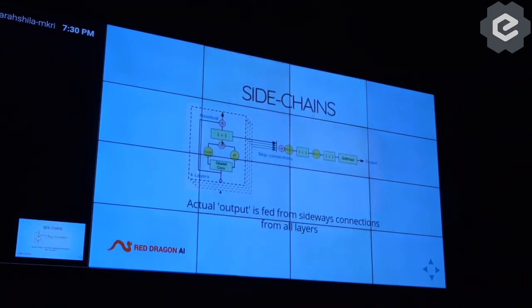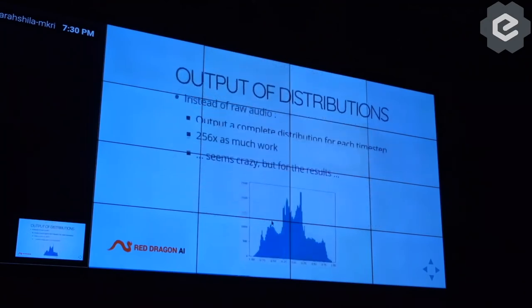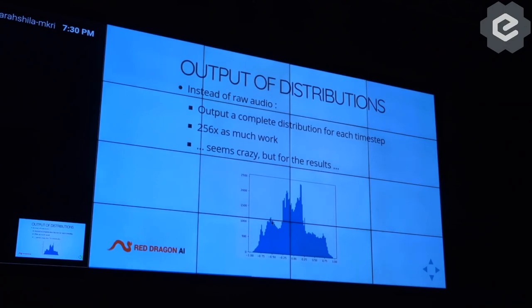The other thing which they do is they have these side chains. Each of these individual circles also feeds into a chain of essentially one-dimensional, one-by-one convolutional layers, in order to get to a softmax, which is the output. So the output is fed kind of sideways. You've got this vertical breakdown of time, and sideways is kind of the sum of all possible times for each sample. But the other thing is they're not producing a single number at each time step. They produce a whole distribution of what it thinks the next sample should be.